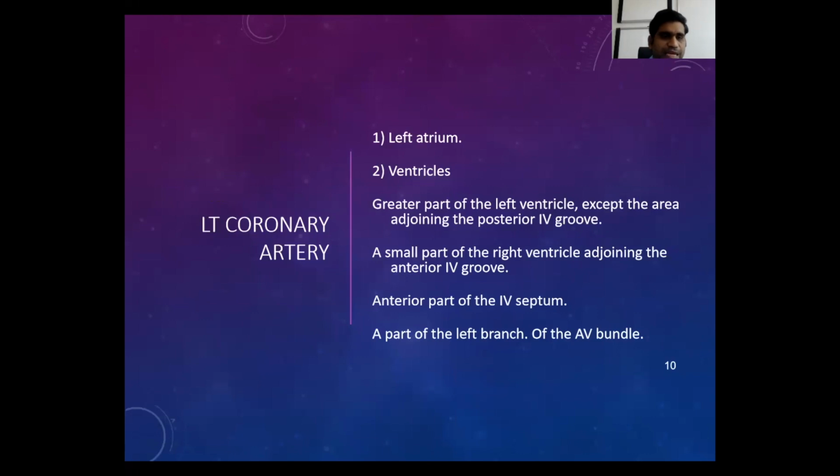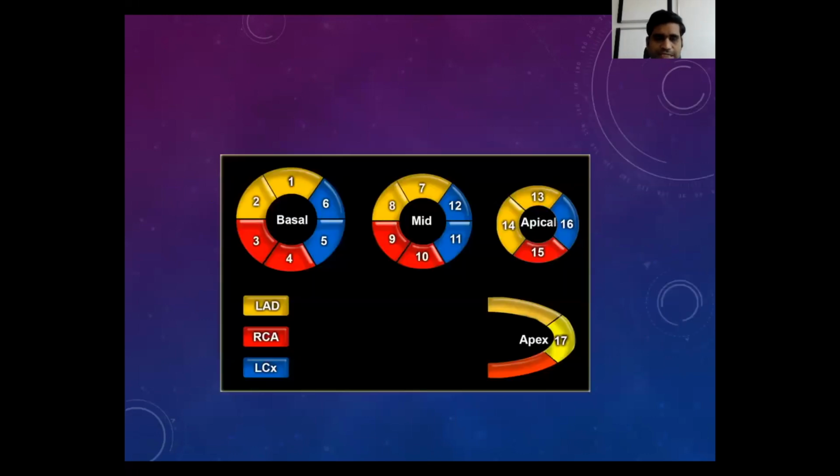So, blood supply by the left coronary artery. It supplies the left atrium, the greater part of the left ventricle except the area adjacent to the posterior interventricular groove, a small part of the right ventricle adjacent to the anterior interventricular groove, the anterior part of the interventricular septum, and a part of the left branch of the AV bundle. So this is the common pattern. The blood supply is variable.